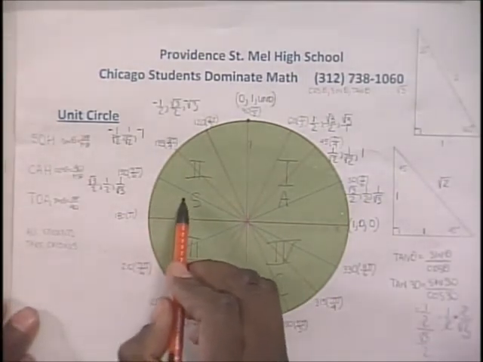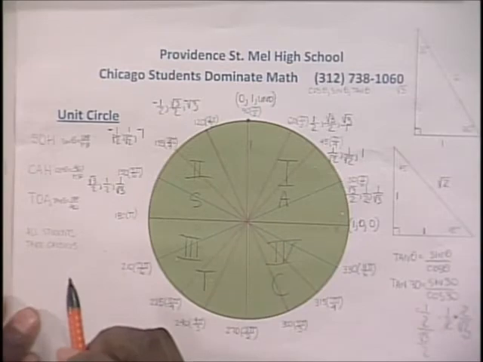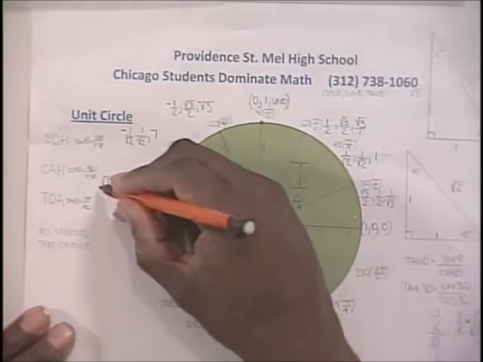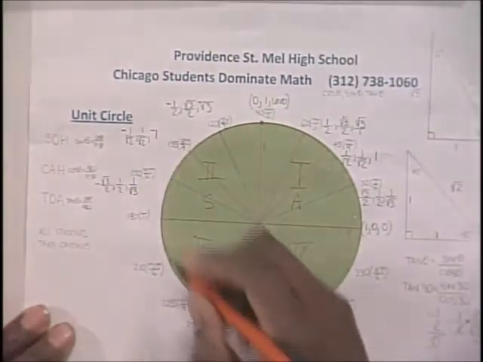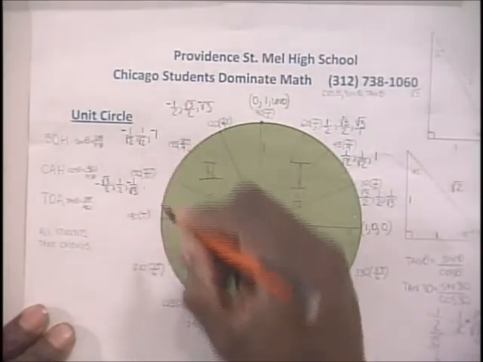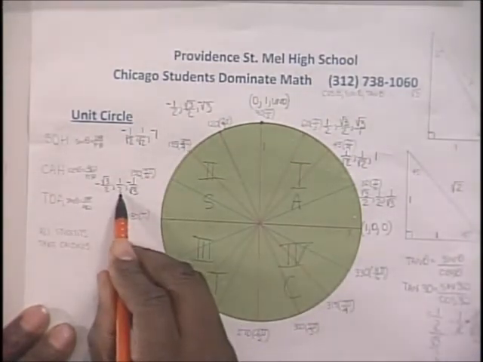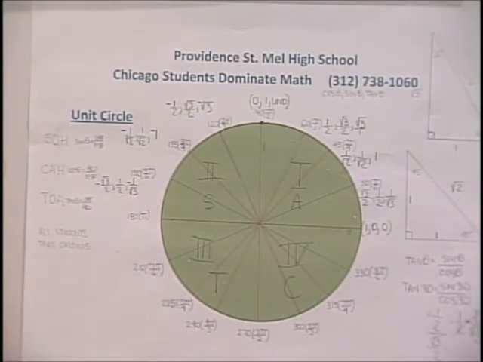Recall that in this quadrant, sine is positive. So the cosine of 150 is negative, the tangent of 150 is negative, but the sine is positive. All right? So let's do one more before we take a brief break.